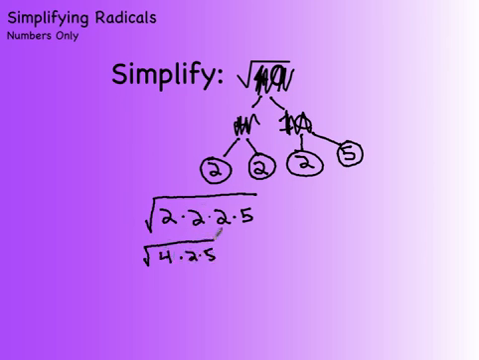I didn't change anything. It's still mathematically the same. 2 times 2 is 4, times 2 is 8, times 5 is 40. 4 times 2 is 8, times 5 is 40. It didn't change. I just slightly changed the appearance.